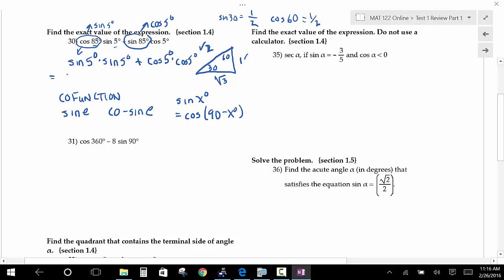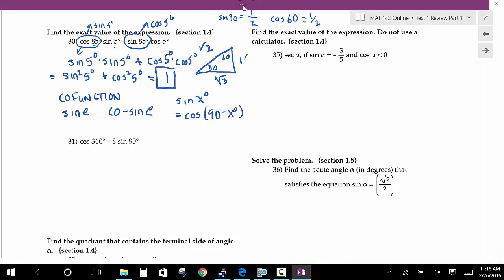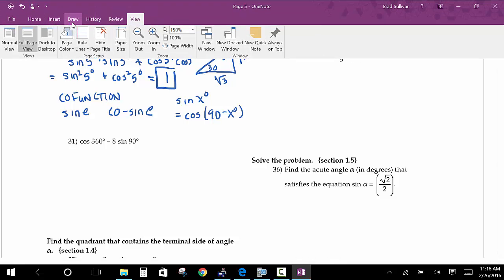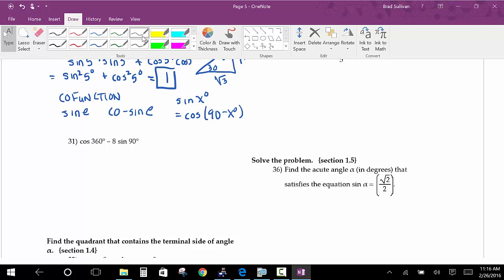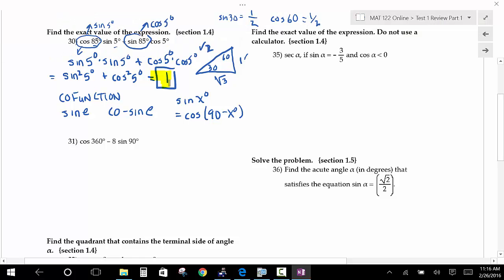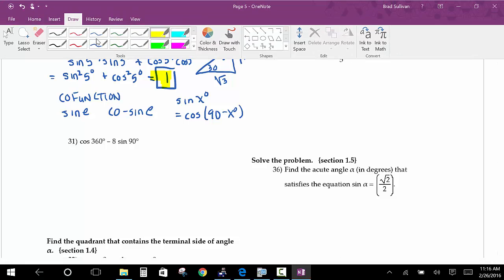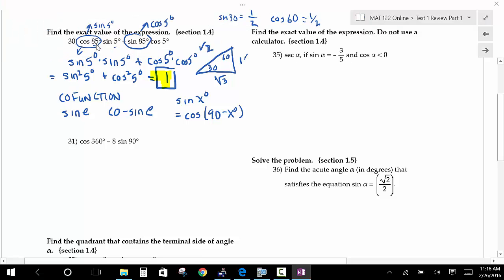So what I have now is sine squared of 5 degrees plus cosine squared of 5 degrees. And we learned the identity that the sine squared of an angle plus cosine squared of the same angle is equal to 1. So that comes from the identity that we basically learned. All right, so that is the idea with that one. That one's looking at cofunctions primarily.